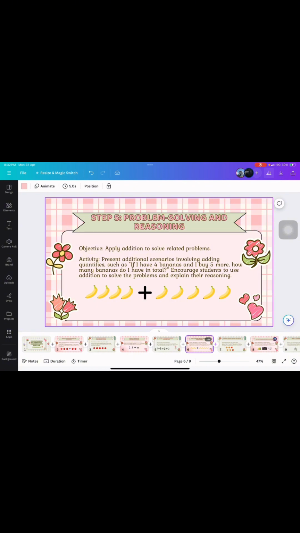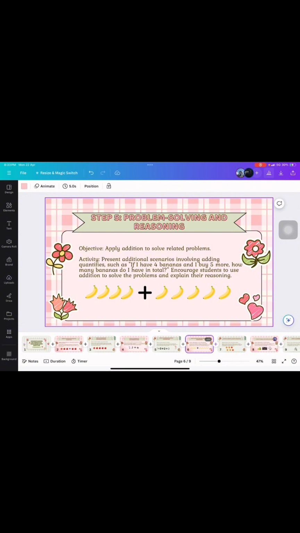So what does this mean? This means, after discussing the commutative property, introduce another scenario involving adding quantities. Let's consider a different scenario. Suppose I have 4 bananas at home and then I go to the store and buy 5 more bananas. So how many bananas do I have in total? Encourage a student to use addition to solve the problem. We can guide them through the process by writing down the addition expression 4 plus 5 equals on the board.